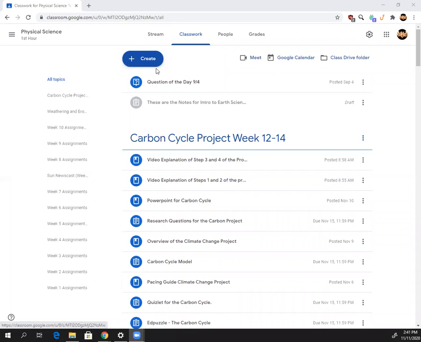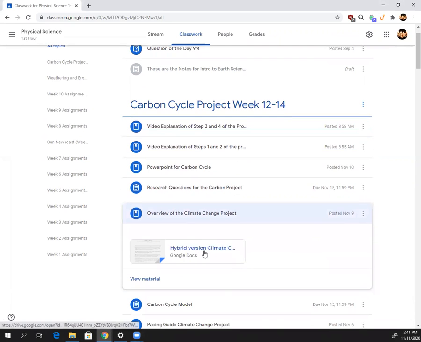I wanted to make a video over step 4. Well, we did 3 and 4 last time, so this is over step 5. So we're going to look at the overview. I wanted to take you to here. We're going to look at the overview for step 5.